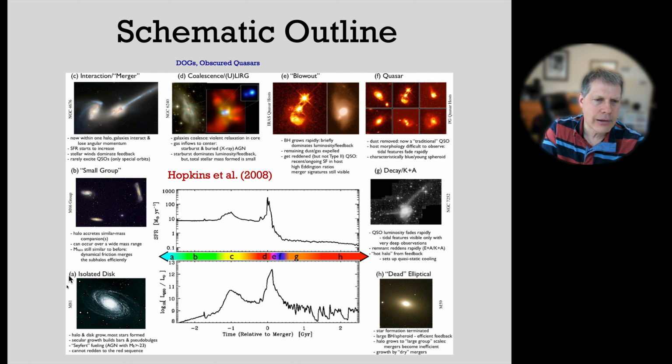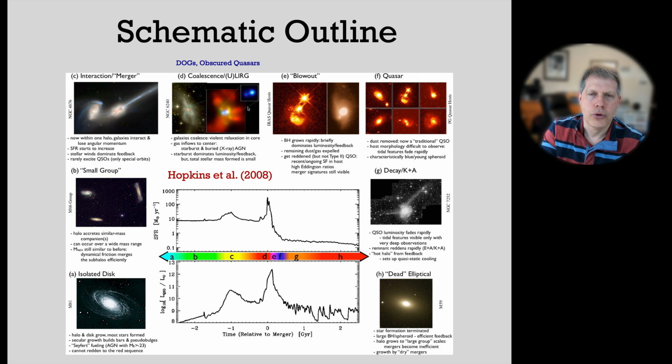So you start off with an isolated disk galaxy. Its halo then accretes similar mass companions. Within one of these halos, the galaxies can interact, lose angular momentum, and then ultimately coalesce. And this is the point where you have large feeding of cold gas down to the nuclear regions, along with associated obscuration, as well as likely strong star formation. These systems are often referred to as buried AGNs or obscured quasars or dust-obscured galaxies. These are the types of systems that are commonly thought to be associated with this physical stage.